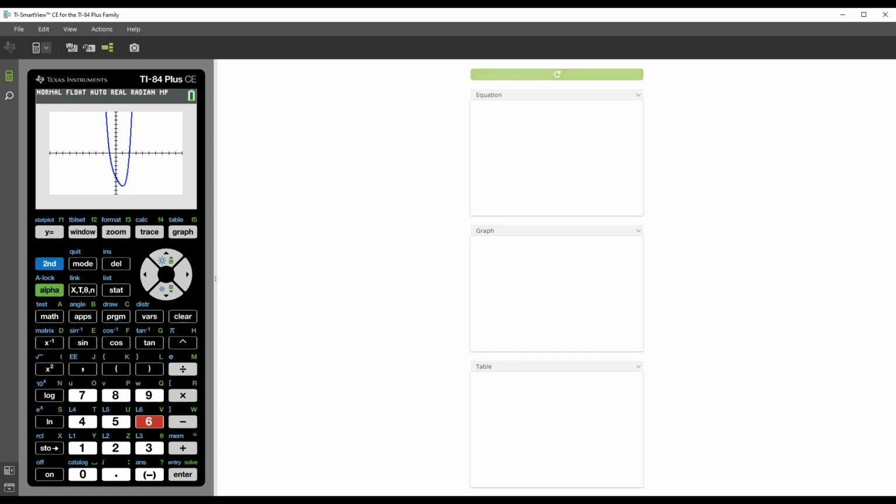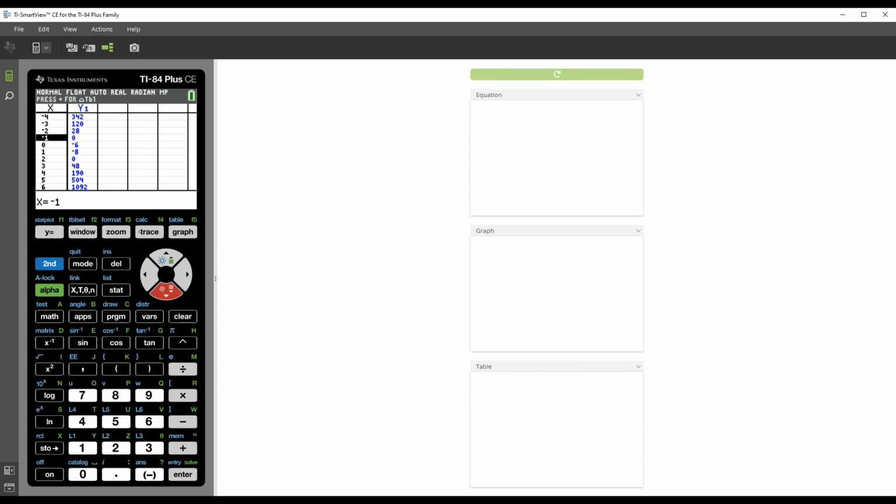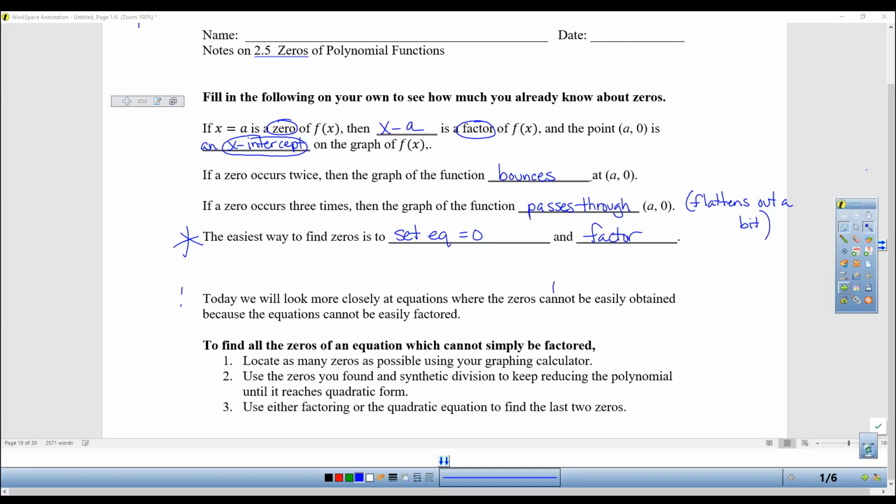So let's find as many as we can on the calculator. I'm always going to try table first. It might find me something. Sure enough, look at that. -1 is a 0. And do you see the other one? 2 is a 0. So now I have 2 of my zeros. All right, let's go back to the other page.